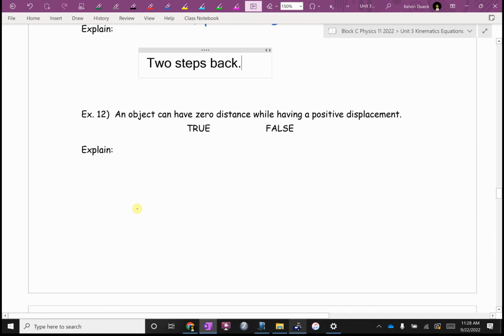An object can have 0 distance while having a positive displacement. An object can have 0 distance and also have a positive displacement. Who says, Mr. Duick, I think that's true? True. Is that a vote? Or you're just adjusting hair number 97? Okay. True? No one. Who says false? Convince me. You're correct. Convince me.